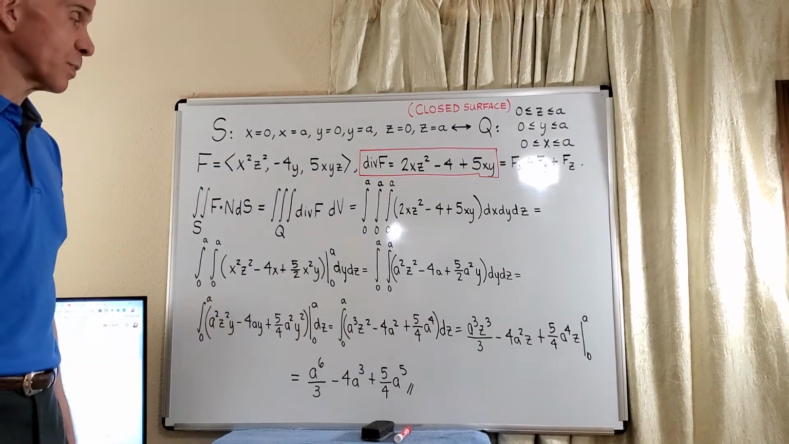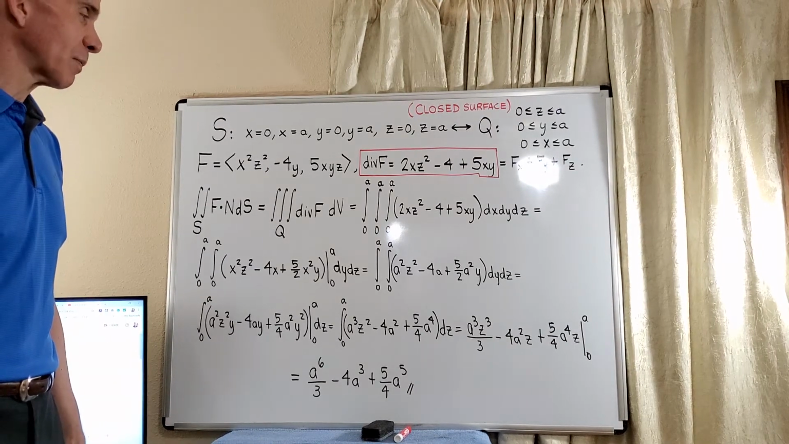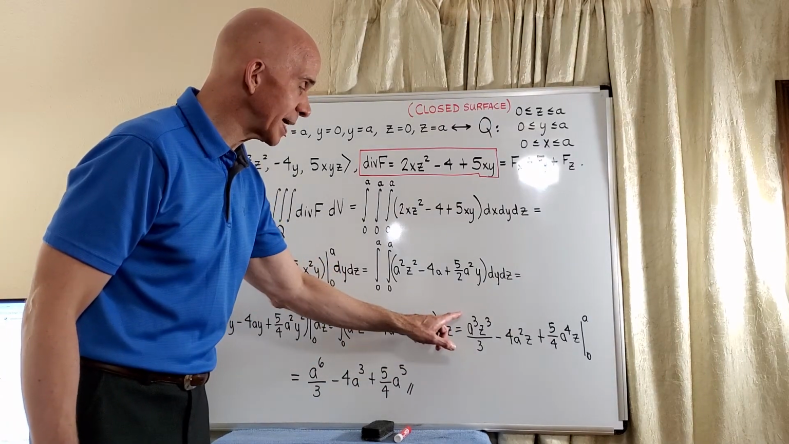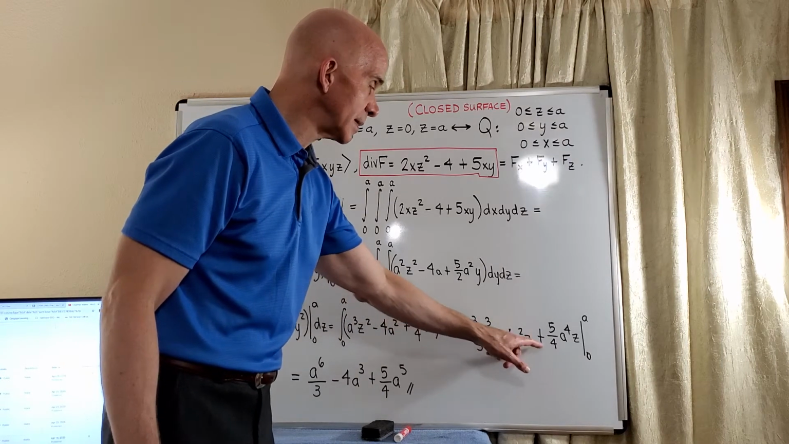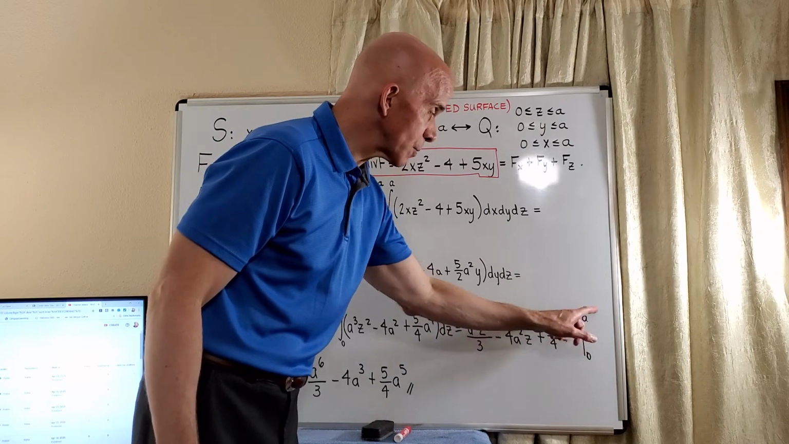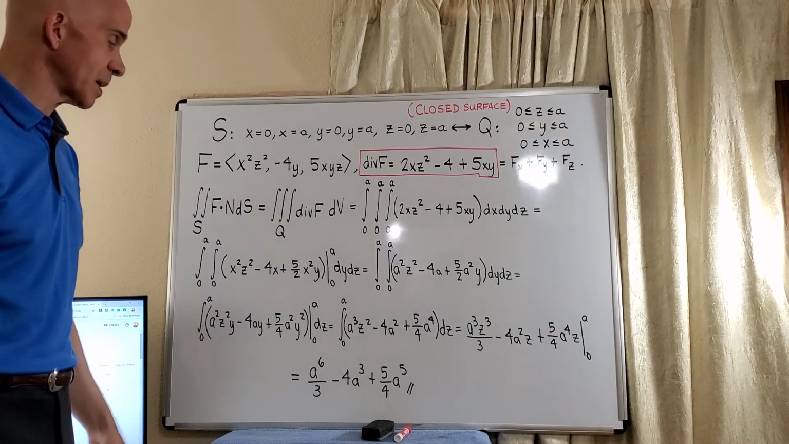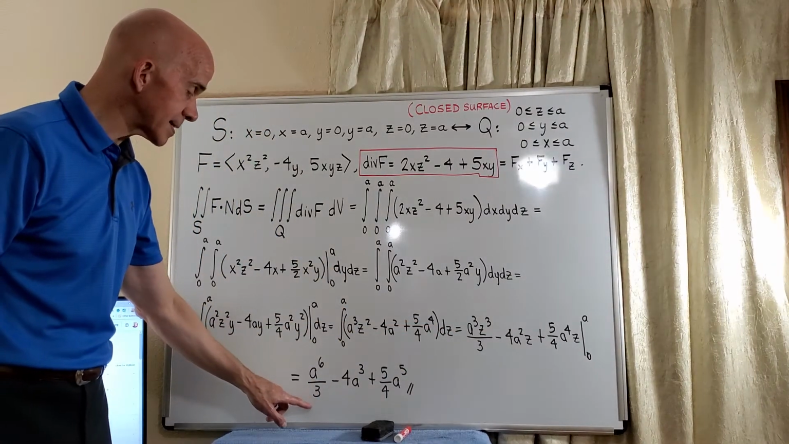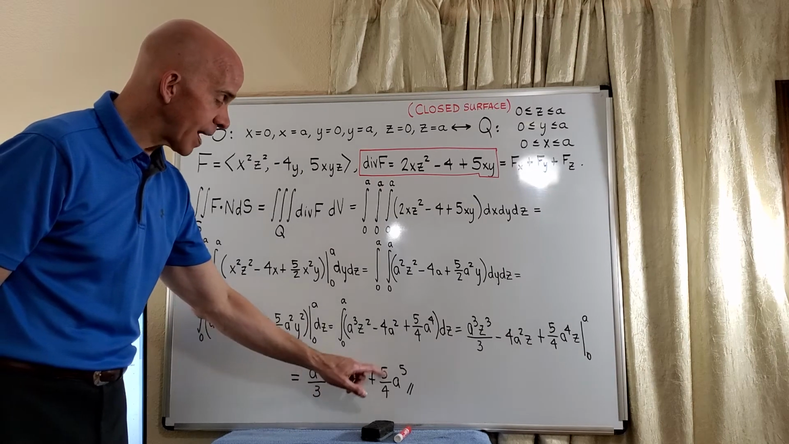Now integrate with respect to z like we're doing very simple calculus 1 integrals. We add 1 divided by the new power, so we get a cubed z cubed over 3 minus 4a squared z plus 5/4 a to the 4th z evaluated from 0 to a. And of course the a being the only limit that gives us something other than 0. So upon substitution, we get a to the 6th divided by 3 minus 4a cubed plus 5/4 a to the 5th.